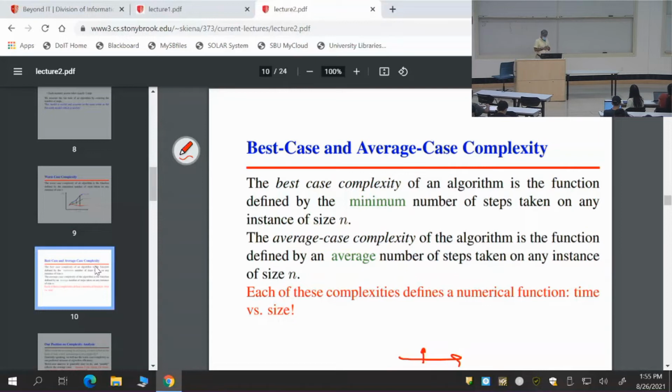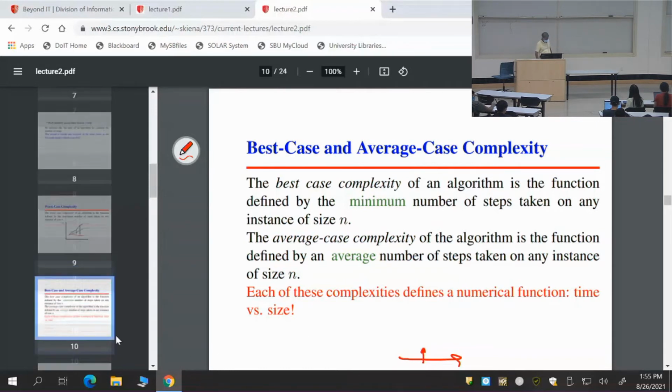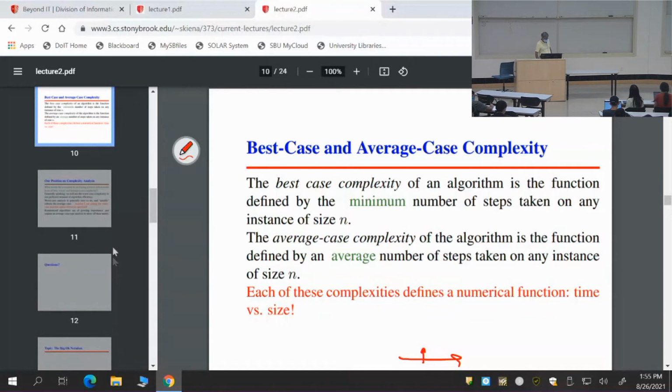So the important thing is that best case, worst case, and average case are functions where time is a function of the size of the input. That's the important thing. Any questions about that? So far, people buy it. May not be happy about it, but they buy it.